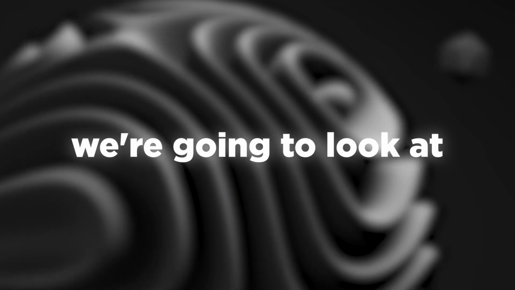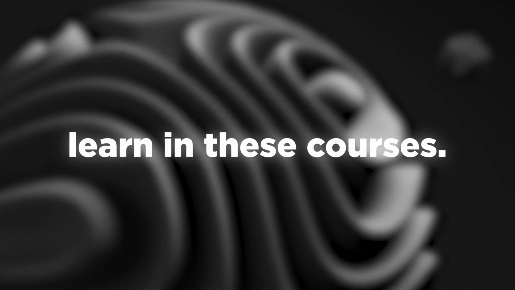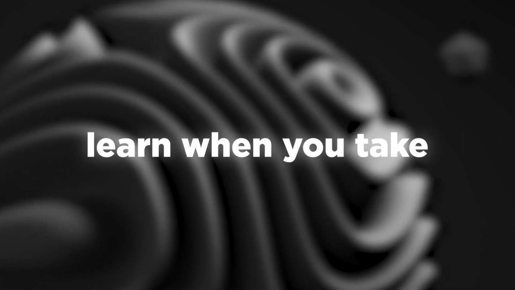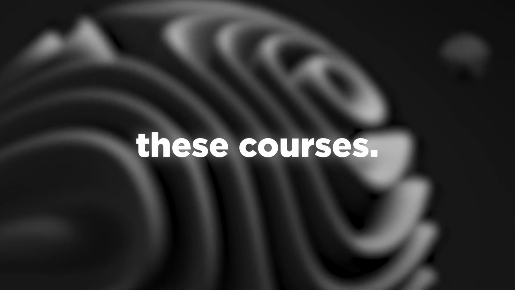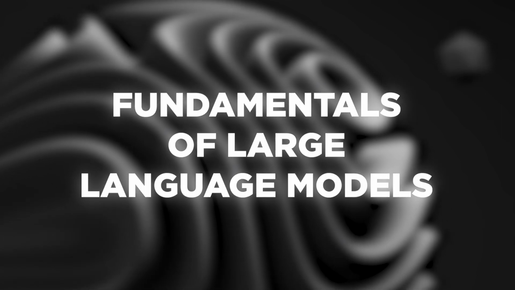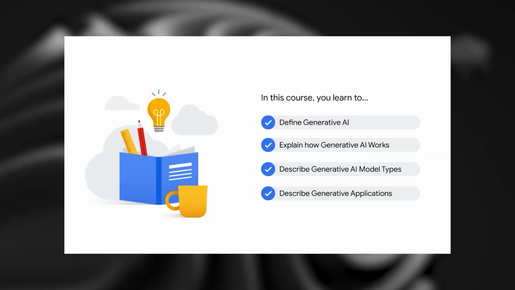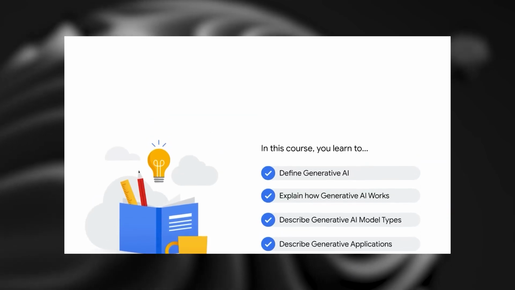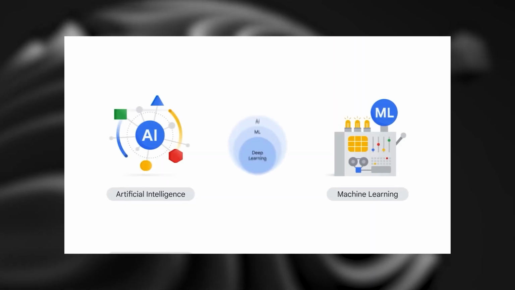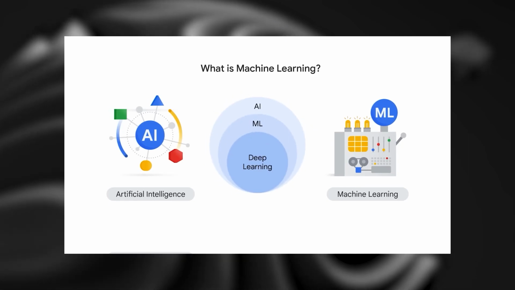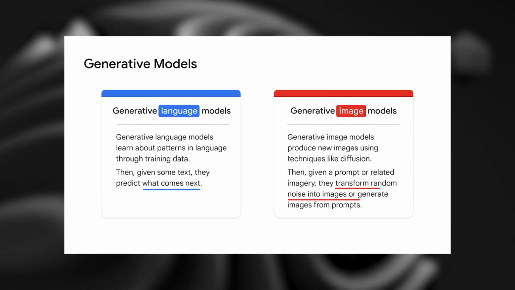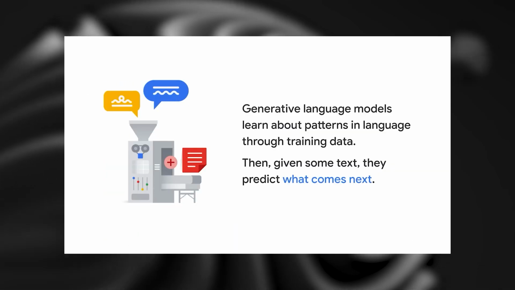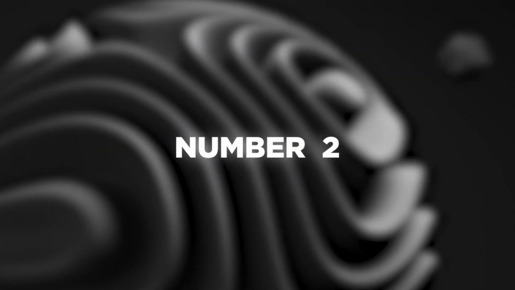The second thing we're going to look at is what exactly you are going to learn in these courses. Now, here's a summary of everything you're going to learn when you take these courses. Number 1. Fundamentals of Large Language Models. So, the course plan starts by teaching you the basics of large language models. These models are designed to understand and generate human-like text by analyzing huge amounts of data. You will learn how they are built, how they are trained, and how they are used in tasks like understanding and processing human language.